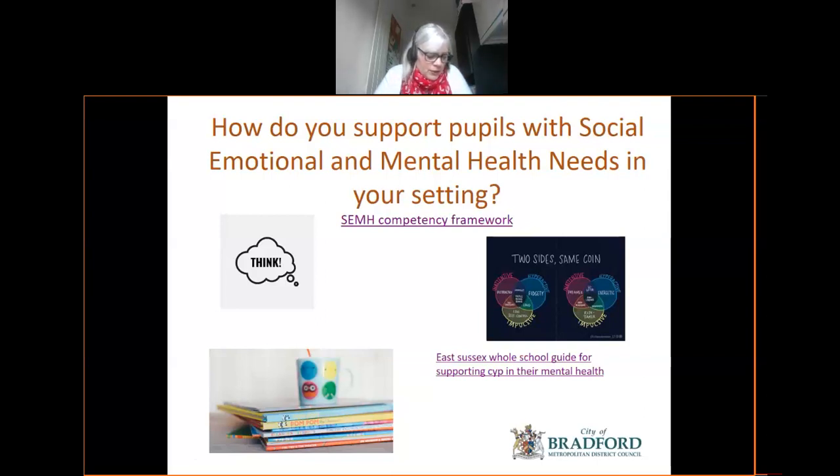I've included some links to various documents. Firstly, the competency framework, which looks at the skills and competencies of staff within settings, essentially an audit process. Secondly, I've put in a link to East Sussex documentation relating to whole school support for children, young people and their mental health.